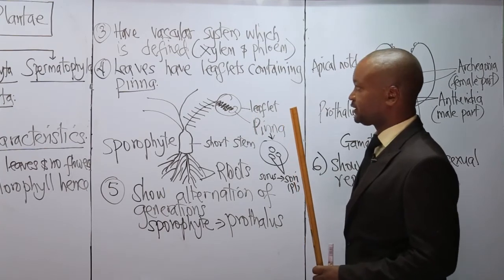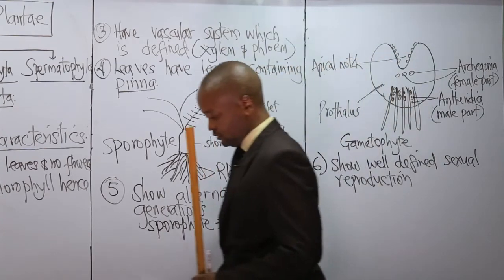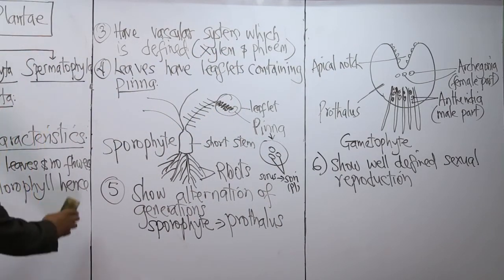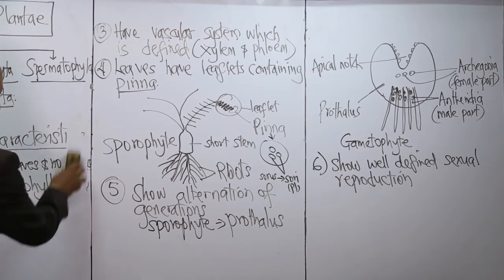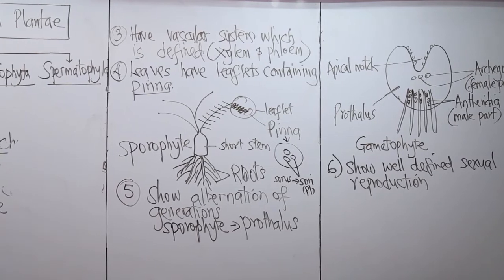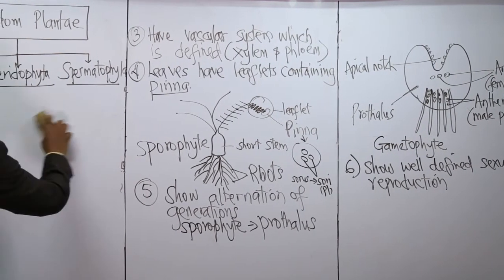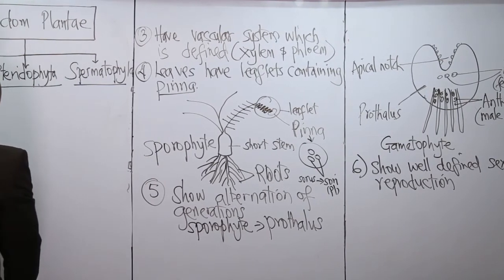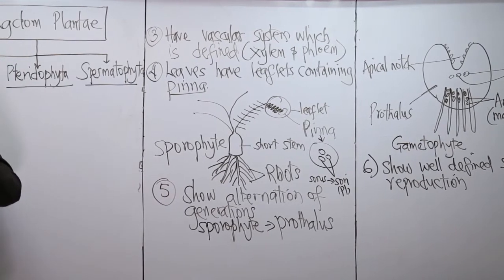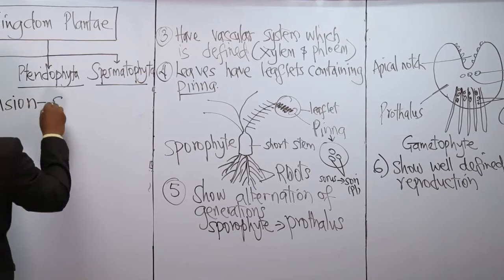Now we move to the next division, and the last division of kingdom Plantae that we need to study. It should be noted that there are other divisions, but at this level we are not covering those ones. So the next division is division Spermatophyta.